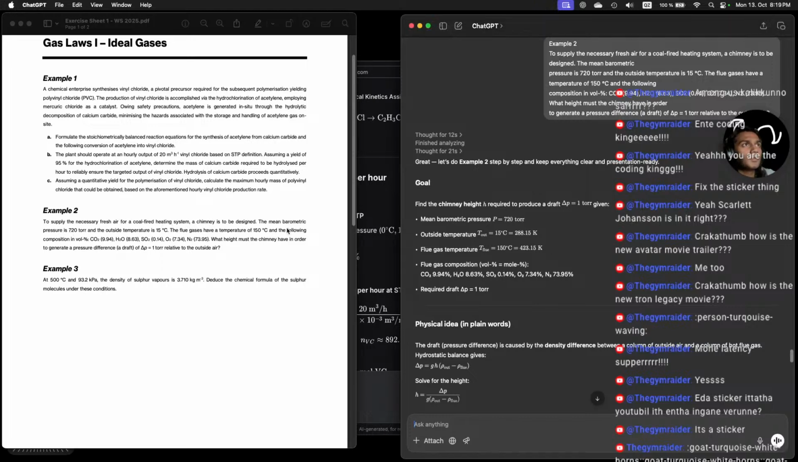Chimney needs to be designed. A mean barometric pressure of 722 and outside temperature is 15. The flue gas have a temperature and the following composition in volume percentage: carbon dioxide, water, sulfur dioxide, oxygen, nitrogen. What height must the chimney have in order to generate pressure?